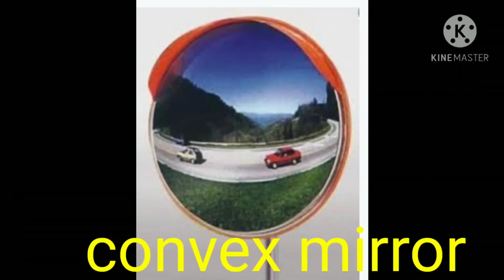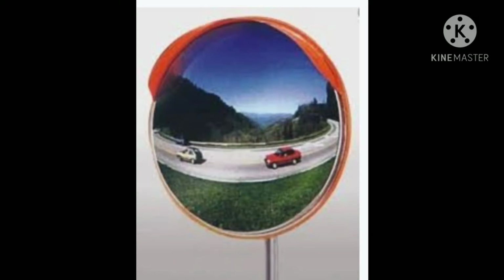Convex mirror. Convex mirrors are mirrors in which the reflecting surface is curved outward, and they are used as rear view mirrors mostly in vehicles and also used for blind spots in shops. It always forms a virtual, erect, small sized image of the object.